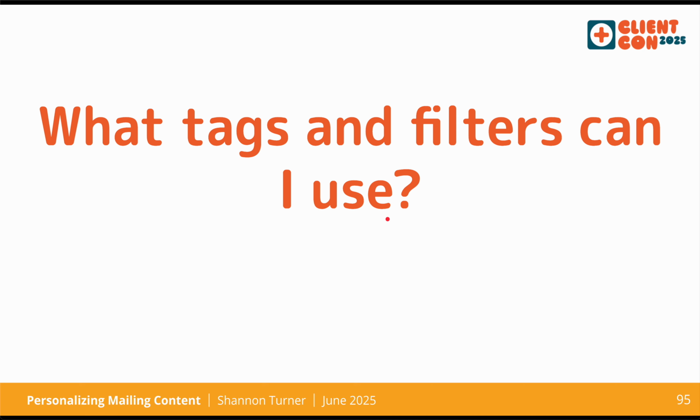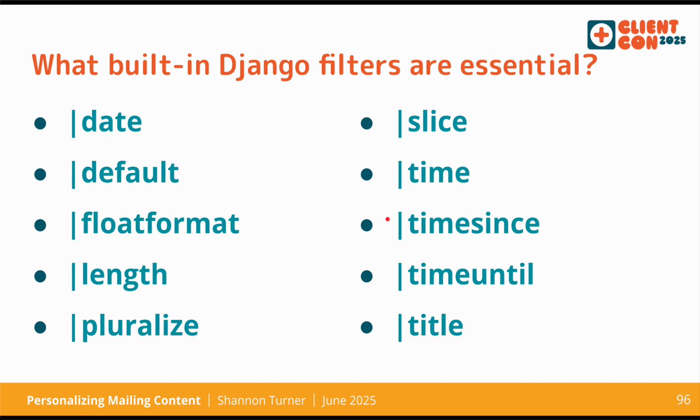So, what tags and filters can you use? Let's take a look. These are a handful of the built-in Django filters that I use most often and that I see clients use really frequently as well. I'm only including the ones that are most important for mailings rather than ones that are useful for other things like pages or reports. After all, this is the Personalizing mailing content training. So even though these aren't underlined, that's only because it's easier to read. All of these are links that go to the documentation pages, and all of these I will link in the description.